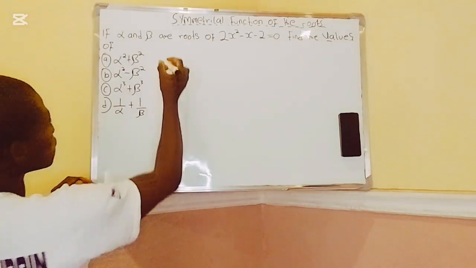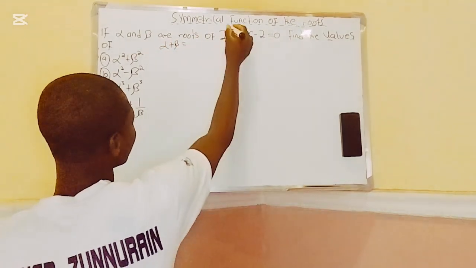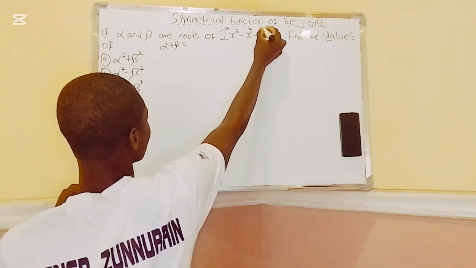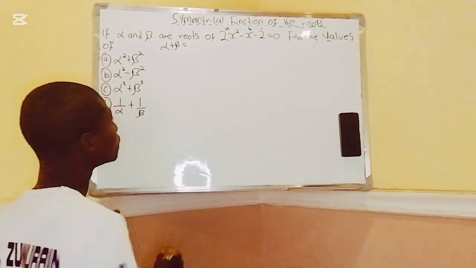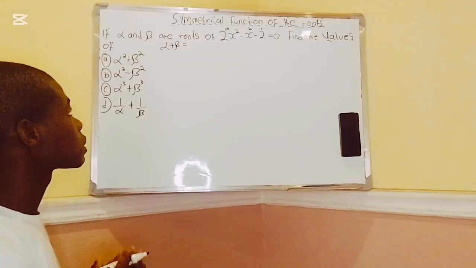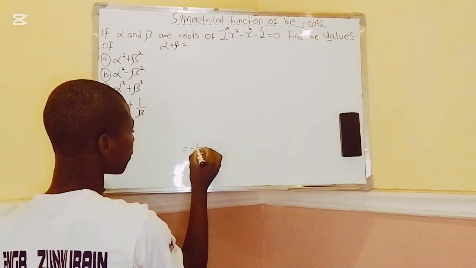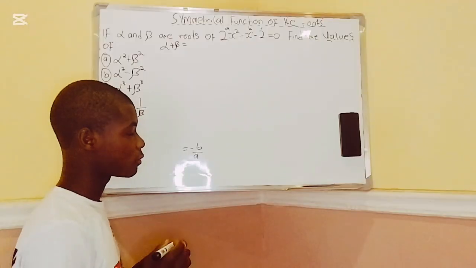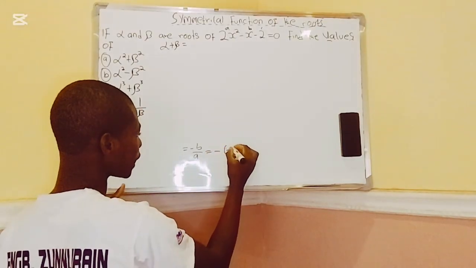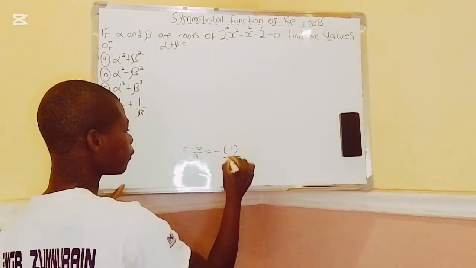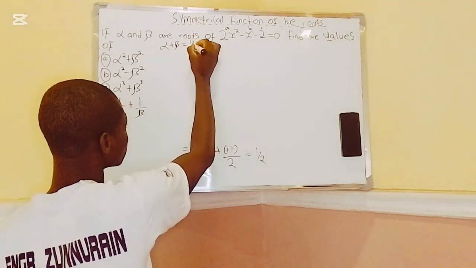So therefore, we all know that the sum of the roots, which is alpha plus beta. So therefore, this is A, this is B, and this is C. What is the sum of the roots? If you check in the last video that we talked about the sum and product of the roots, the sum of the roots will be equal to minus B over A. Therefore, the value of B, which is negative 1, negative 1 divided by the value of A, which is 2, it will become positive 1 over 2. So therefore, the sum of the roots is 1 over 2.